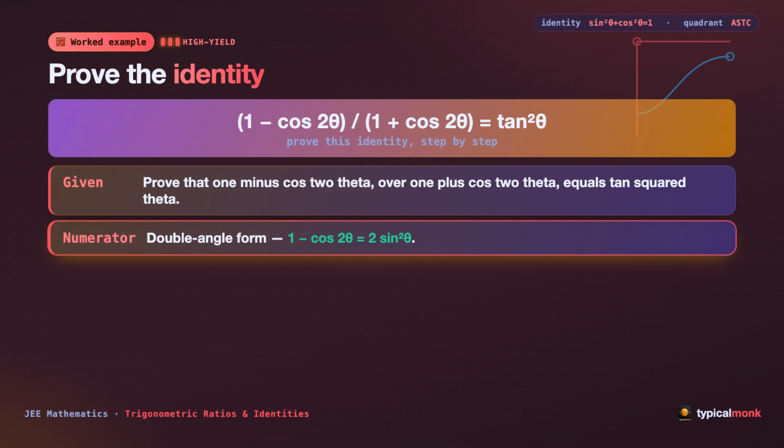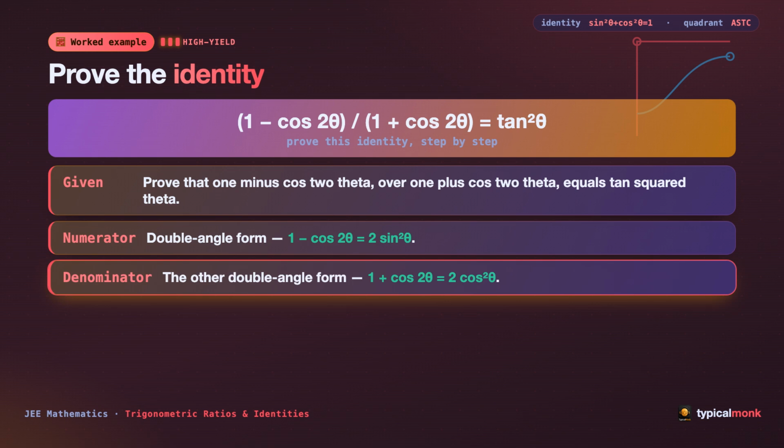Step 2. Handle the numerator using a double angle form. 1 minus cosine 2 theta equals 2 sine squared theta. Step 3. Handle the denominator using the other double angle form. 1 plus cosine 2 theta equals 2 cosine squared theta.